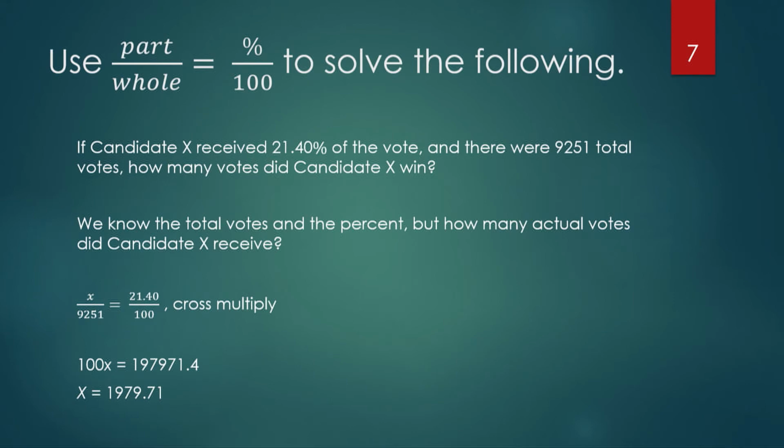So when you get that, you get 1,979 votes. So candidate X received 1,979. And again, you might get a whole number or you might get a decimal. You just have to read the directions to see what it's asking for.